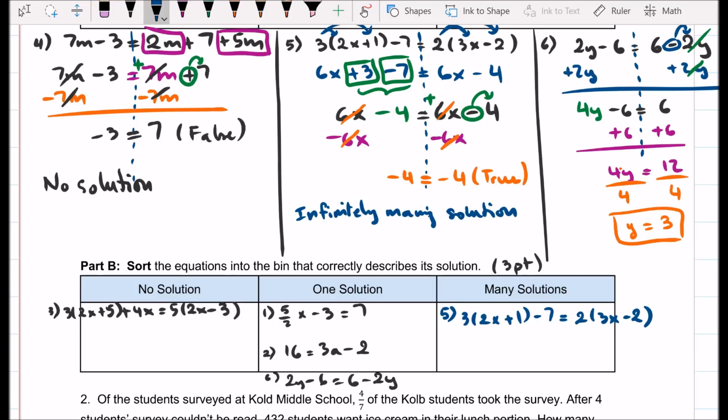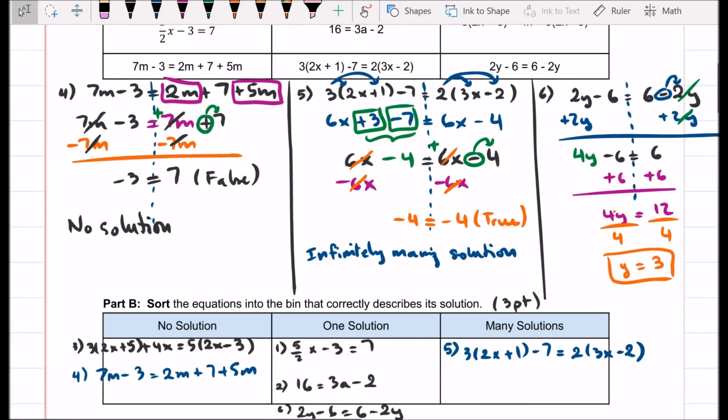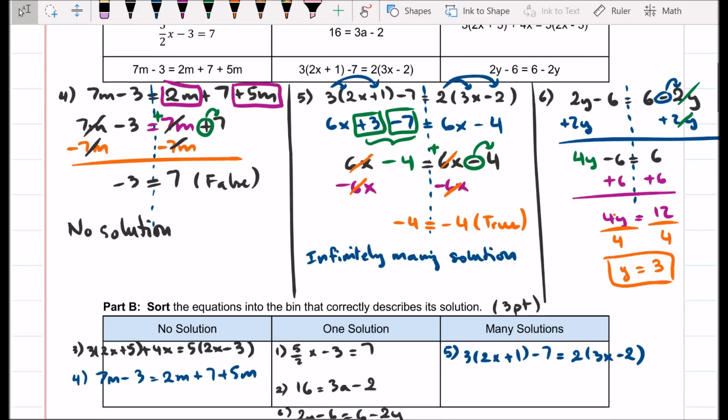And my no solution is number 4. I'm going to fill it in. So that will be 7m minus 3 equal to 2m plus 7 plus 5m. Alright, so by doing all those 6 problems and putting them in the right place, you already have 9 points. The whole test is about 29 points.